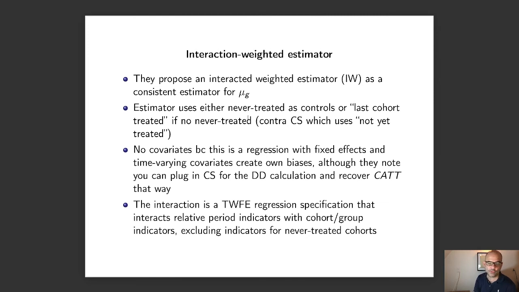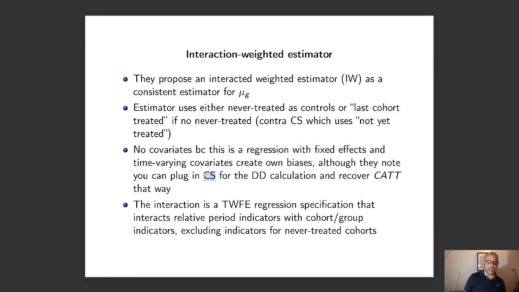So they propose an interaction weighted estimator, IW, as a consistent estimator for mu G. And here's the trick of it. All of this problem here, this differential timing stuff, was actually coming from using already treated units as controls. And if you can drop those and use untreated units as controls, then you can get around this through their interaction weighted estimator. All that the interaction weighted estimator is going to do is use the last cohort treated as the control group for all of this. Whereas Callaway-Sant'Anna uses either never treated or not yet treated, Sun and Abraham are going to use the last cohort treated as the control. It's not going to have any covariates.